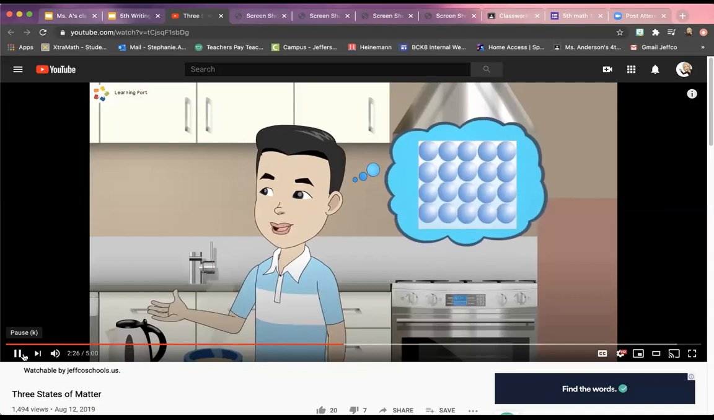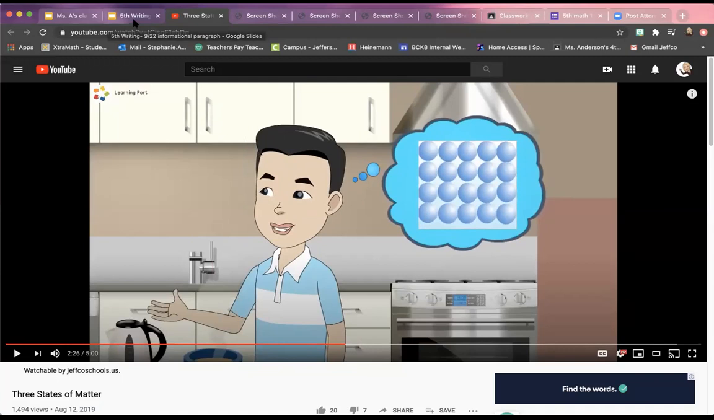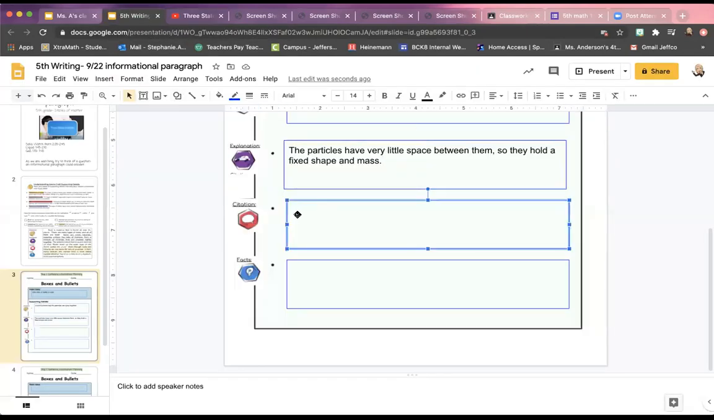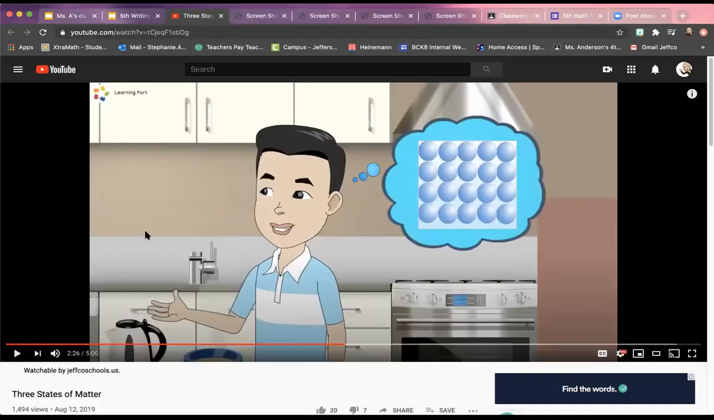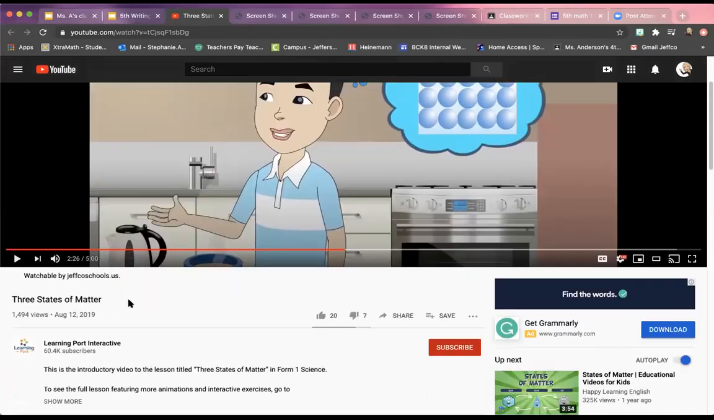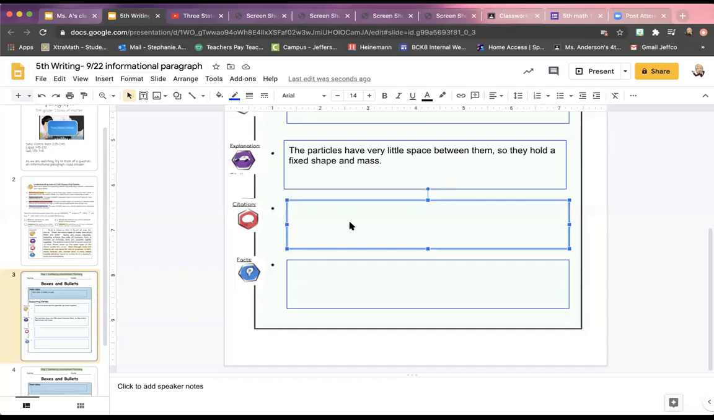The particles in a solid, they're arranged in an orderly manner. That is one thing that's unique to a solid. So my citation, I'm going to say, according to, and I'm going to use this right here, Learning Port Interactive. And actually, you guys, the company is just Learning Port that posts this, so we can just say Learning Port. So I'm going to say, and you guys can borrow this for your citation as well.